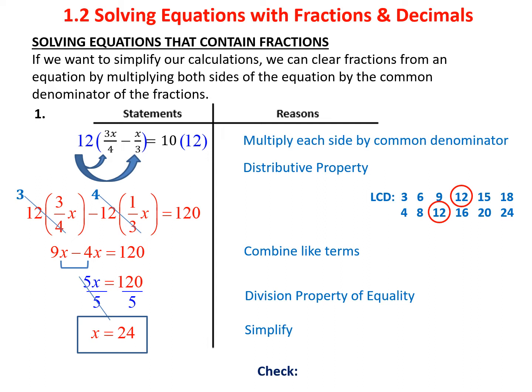And that's our answer. Once again, we can check our answer. I can put 3 times 24 over 4 and 24 over 3. And we end up with 72 over 4 minus 8, which is 18 minus 8, which does equal 10, which was our original equation. And so we know we did the problem correctly.